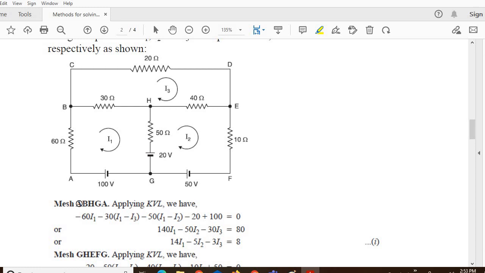So the first loop, that is A, B, H, G, A. Sometimes this loop will be represented in some reference books or textbooks. They might refer to it as mesh or loop. It is one and the same thing. So A, B, H, G, A.